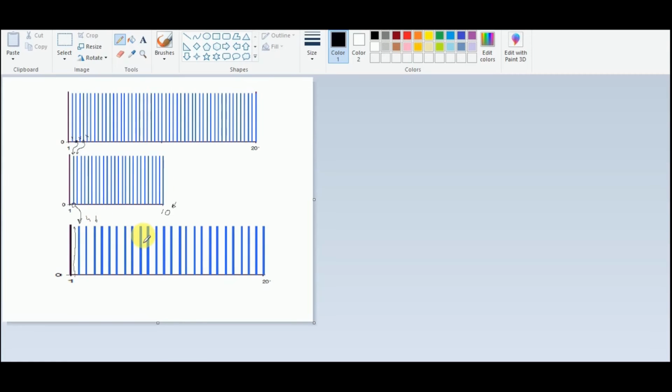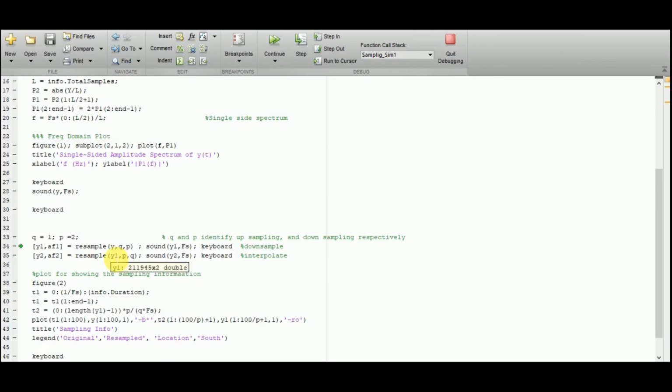So let us go back to the simulation setup. So again we have resampled it. Now I have put P here first and then Q, and then I am going to play the sound.